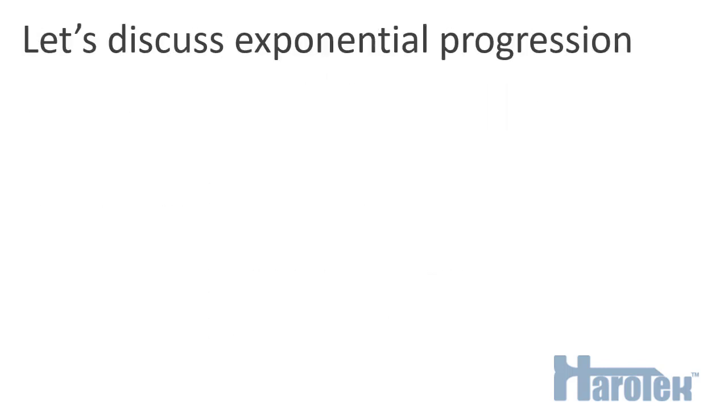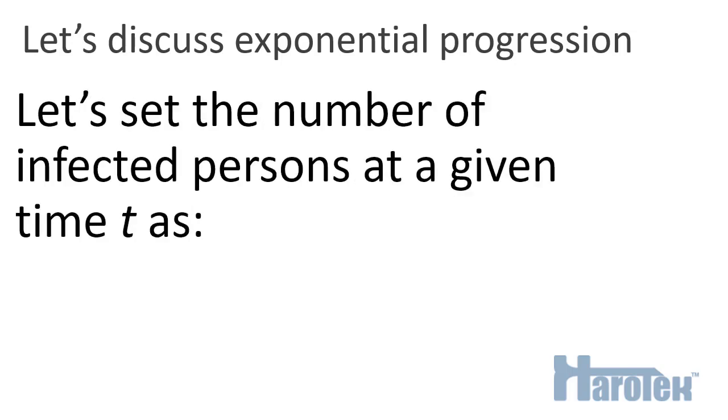Here I want to discuss exponential progression. As humans, we tend to assume that things are linear. However, the propagation of a virus is exponential. I think it's worth here to spend some time to express it mathematically. Let's assume that the number of persons infected by a virus at a given time t is n index t.